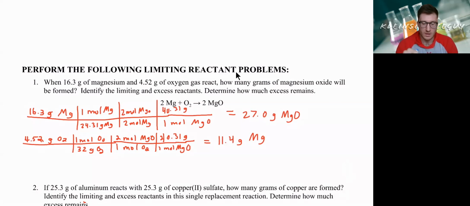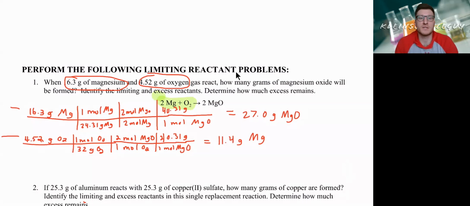So when we're looking at this problem, what you can see is that we're starting with 16.3 grams of magnesium and 4.52 grams of oxygen. That's how much of our reactants we're starting with in that reaction. Now, we want to figure out how much magnesium oxide can be produced from those two reactants. So what we needed to do was two stoichiometric calculations.